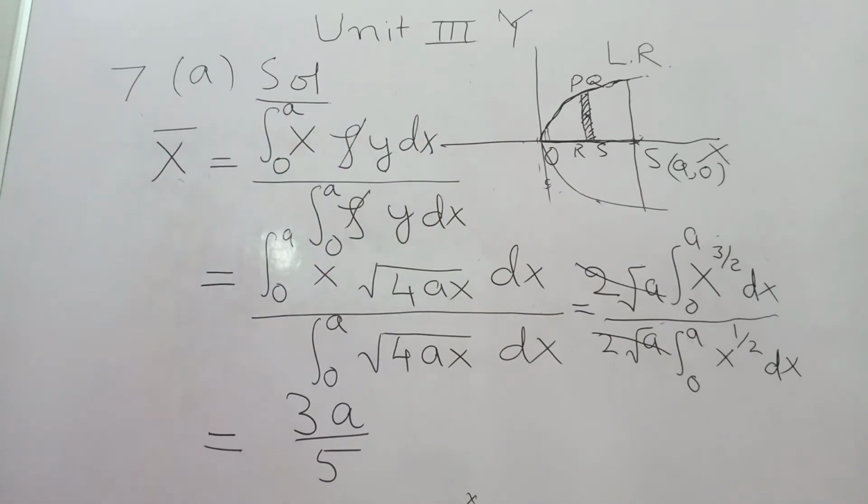Use the formula n x to the power n minus 1. You will get this result. So we found the value of x bar as 3a divided by 5.